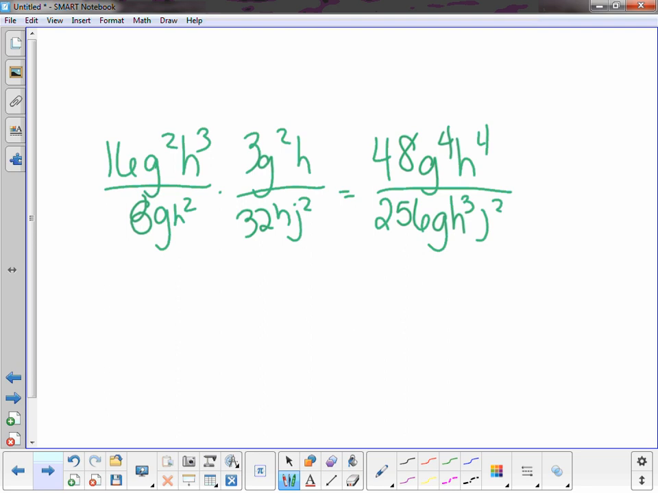Okay, so let's go ahead and reduce this. So I want you to find the excluded values yourself. So go ahead and write out what the excluded values are going to be for me.